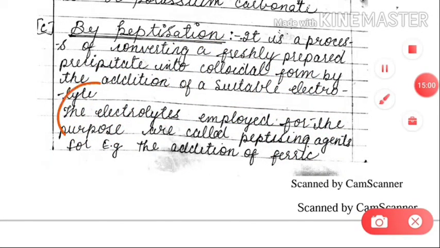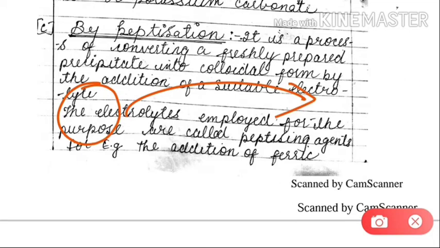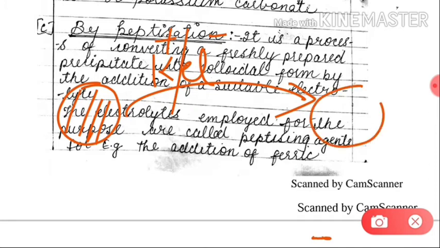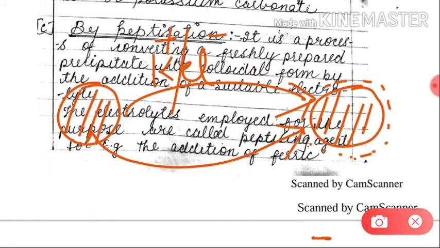Again you see, this is the precipitate particle, and in this precipitate particle we are adding an electrolyte like KCl. So K plus and Cl minus. When we add this KCl, the precipitate particle adsorbs any one of the ions on its surface, for example K plus or Cl minus. Then the whole surface of the precipitate particle acquires charge, and this precipitate particle easily converts into the colloid. So formation of the colloid from the precipitate after adding an electrolyte is called peptidization.